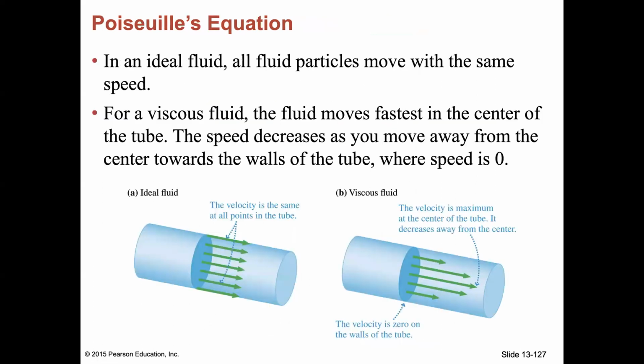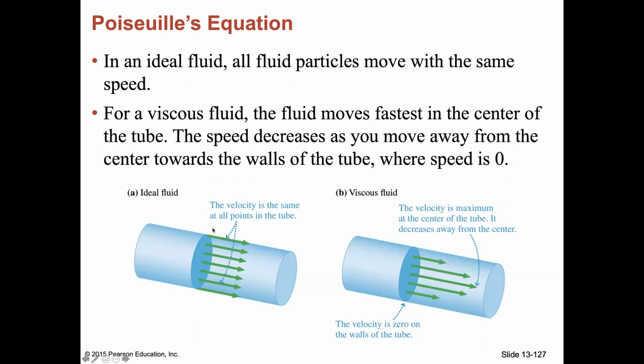In an ideal fluid, all fluid particles move with the same speed. However, in the real case, for viscous fluid, the fluid moves faster in the center of the tube, and the speed decreases as you move away from the center towards the wall. And if it's close to the wall, the velocity should be 0.